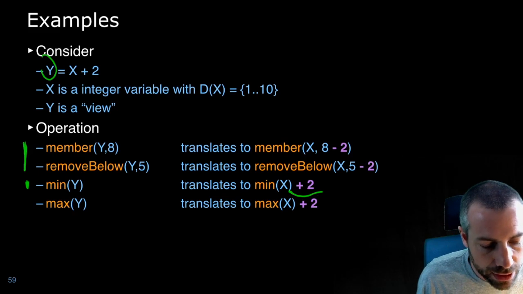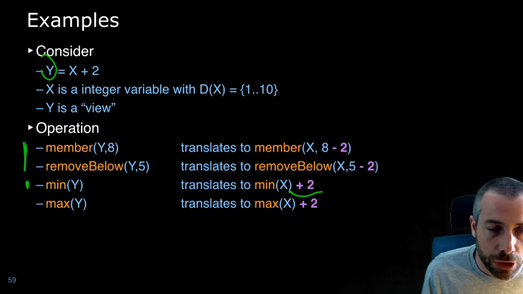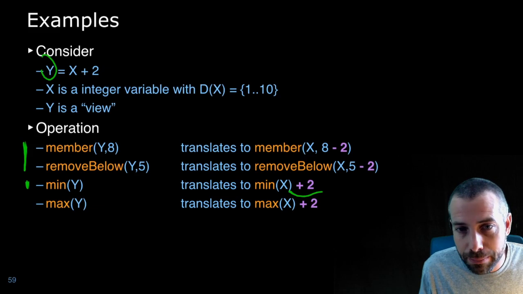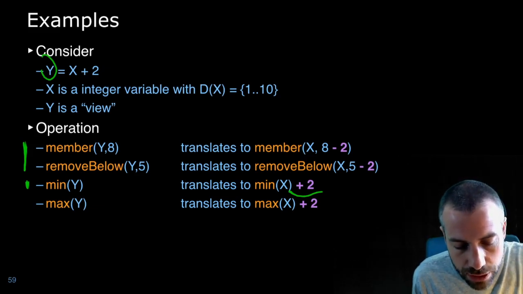So if you ask if 8 is part of the domain of the variable y, you just need to translate this query as is 6 part of the domain of the variable x. Okay, so you do 8 minus 2. 2 is again the offset.